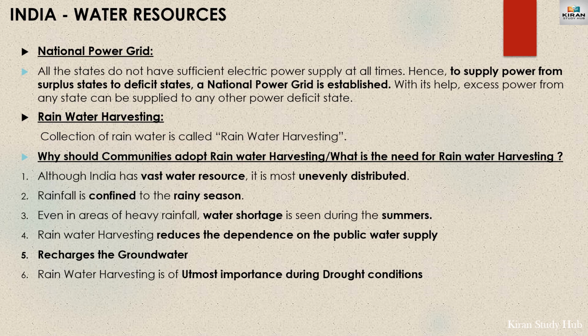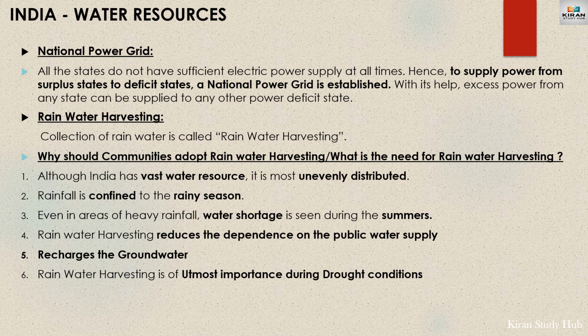In India, most of the states do not have adequate power supply, but there are some states which have surplus electricity, and some states which have deficit electricity. So in order to supply power from surplus states to deficit states, we need a system, and the system is the National Power Grid. The National Power Grid is a system where the power is supplied from surplus state to deficit state. The next concept is rainwater harvesting.